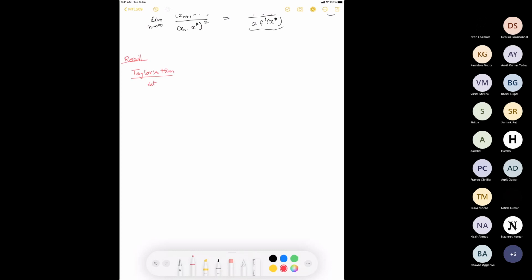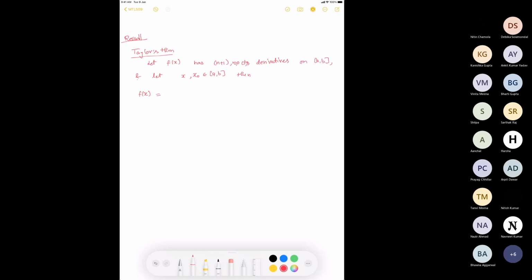So if I have information about the differentiability of the function f(x), that f(x) has n plus 1 continuous derivatives on the interval [a, b], here for some n greater than or equal to 0, and if we take x naught to be any point in this interval [a, b] and x another point in this interval [a, b], then you have the following expansion of f in the neighborhood of x naught, right?